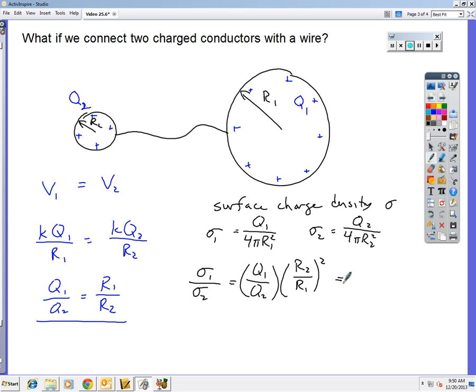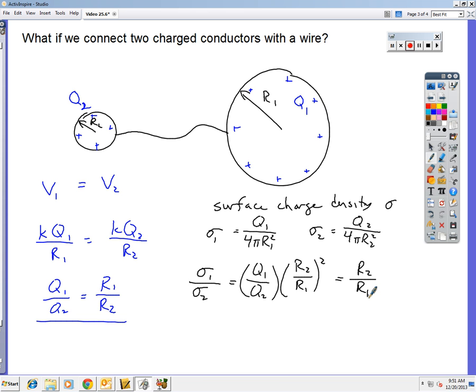And that means, because Q1 over Q2 is R1 over R2, the sphere with the smaller radius has a larger charge density than the sphere with the larger radius. So there's more charge on the larger sphere, but because it also has more surface area, the charge density on the small sphere is larger.